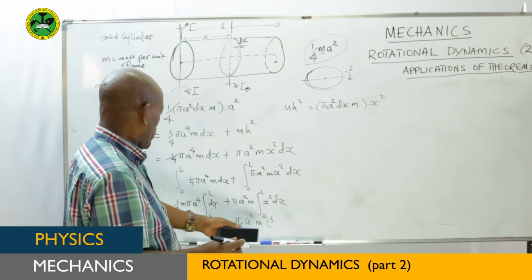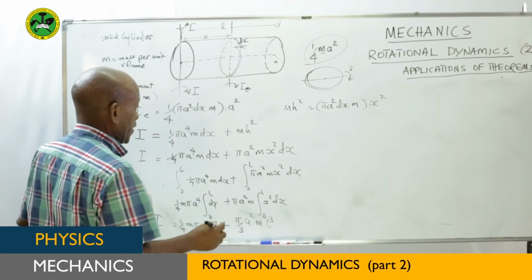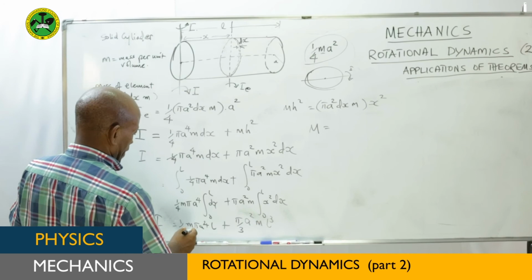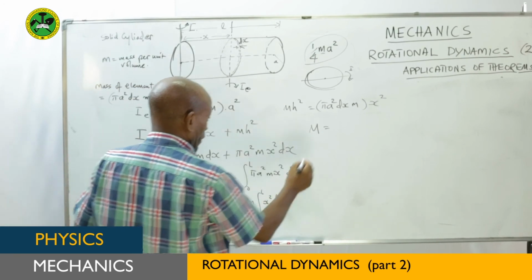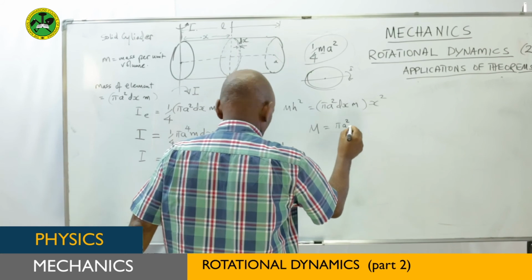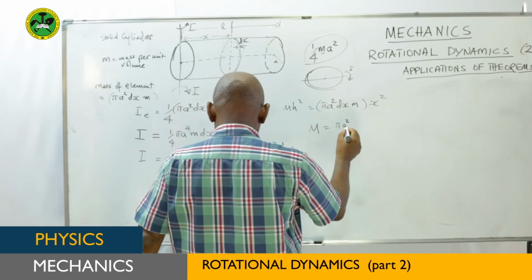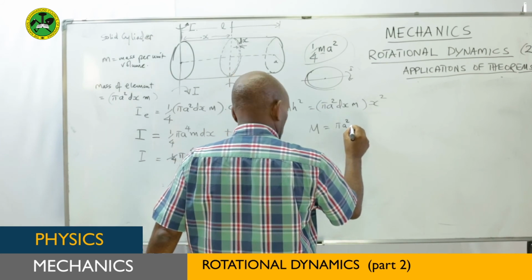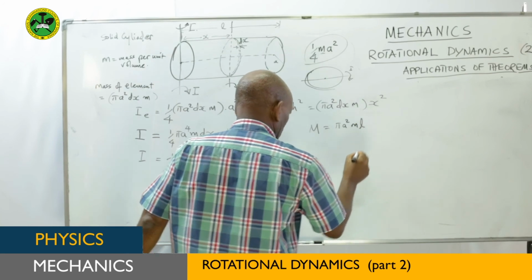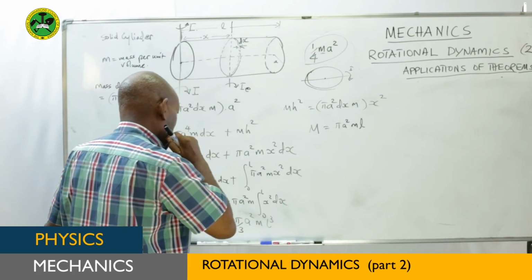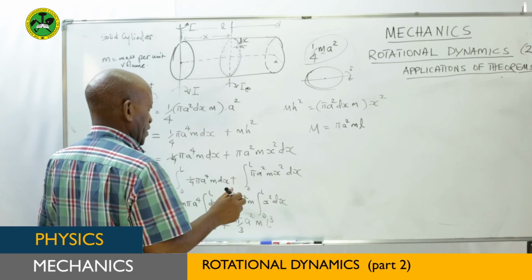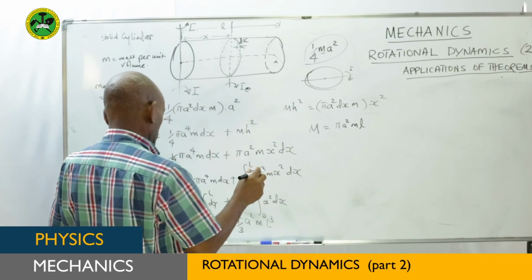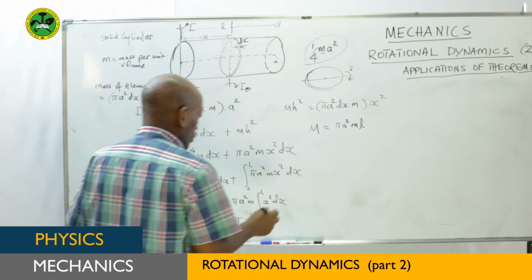As long as we know that m is the mass per unit volume, our total mass of the body will be equal to pi a squared, the surface area, times m times L. This will be equal to the total mass, which we can call capital M.